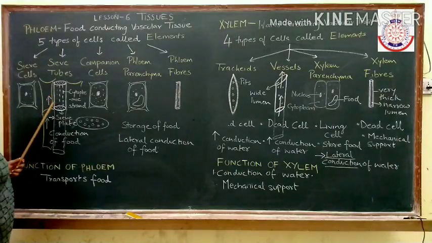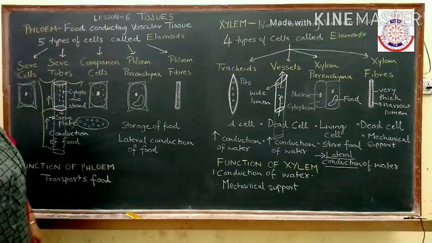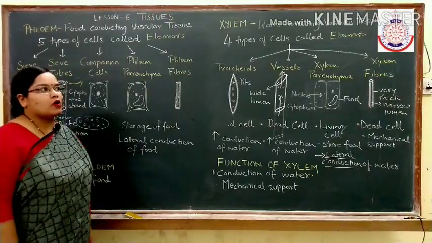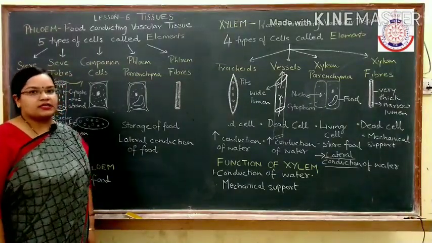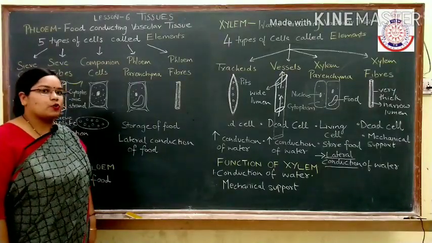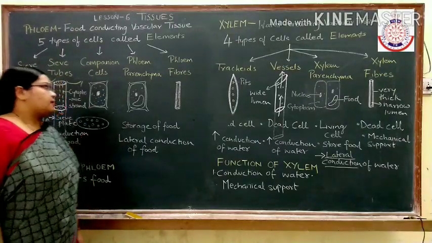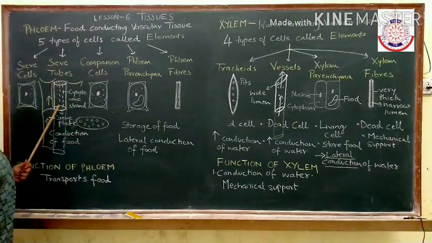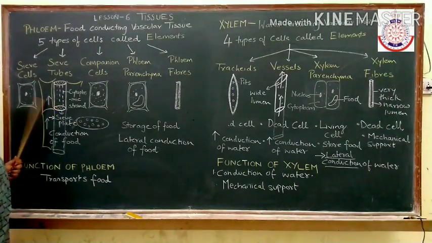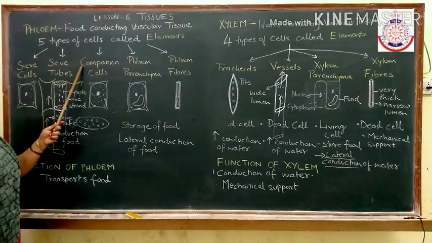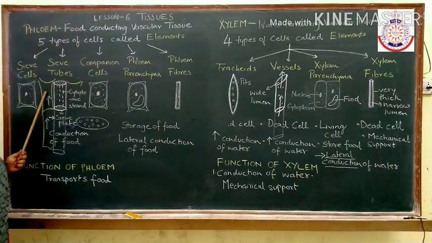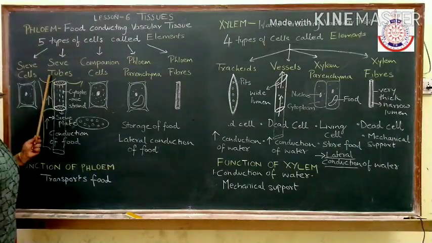How? We know that cells which have a nucleus are living cells. Without a nucleus, a cell cannot survive because most of the functions of the cell are controlled by the nucleus. Already you have studied the nucleus in the last chapter, cell. Now, how does the sieve tube remain alive without a nucleus? The answer is the companion cell. Yes, companion means friend. So the companion cell helps in keeping the sieve tube alive.